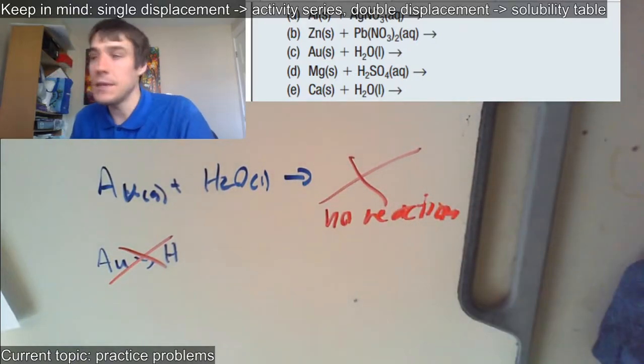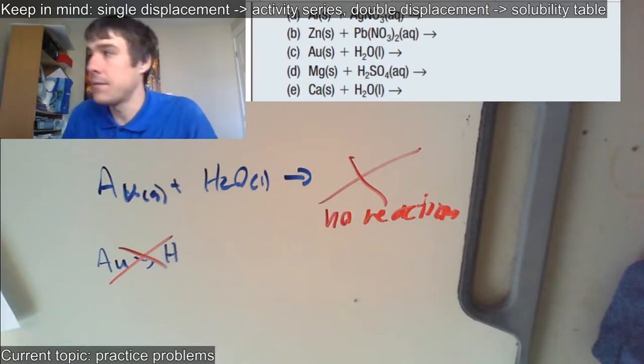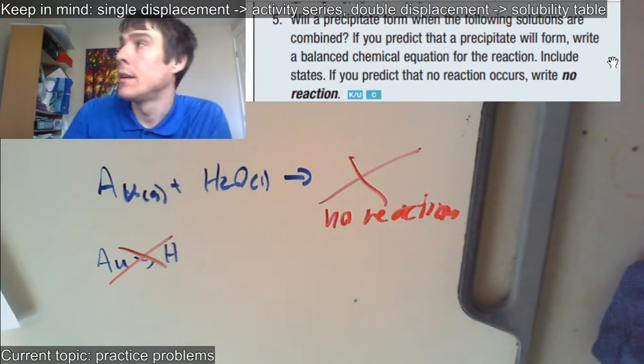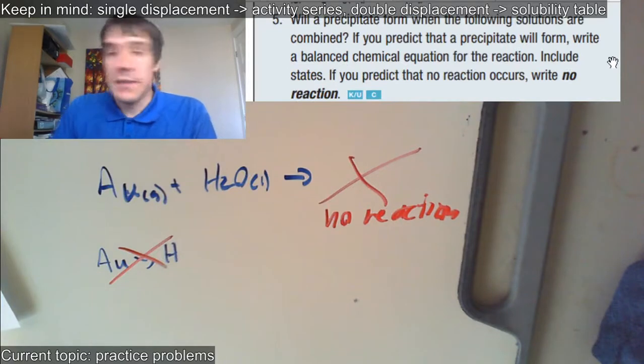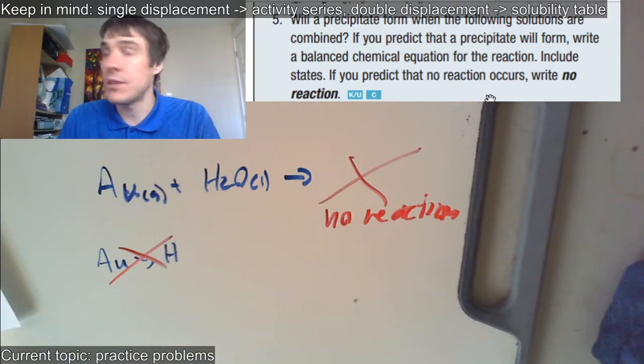Nothing to predict because it won't happen. It will not happen. I'm going to set up some double displacement reactions. So for double displacement, here's some practice problems. Will a precipitate form when the following solutions are combined? If you predict that it will form, write the balanced chemical equation, including states. If you predict no reaction, write no reaction.